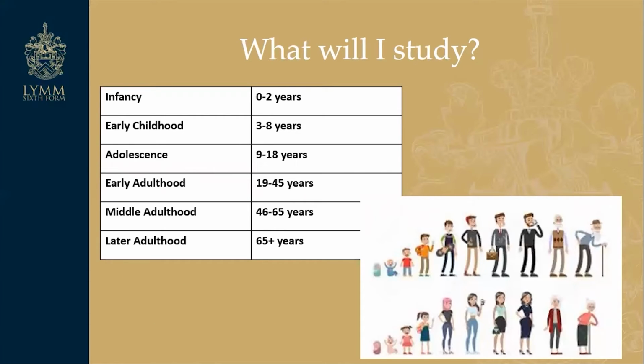So what does this actually look like practically? So Unit 1, Human Growth and Development, looks at each life stage of an individual, what they pass through and how they develop. So we look at the physical, the intellectual, the emotional, and the social side of development through each of these life stages.